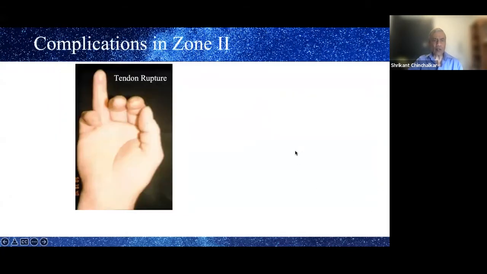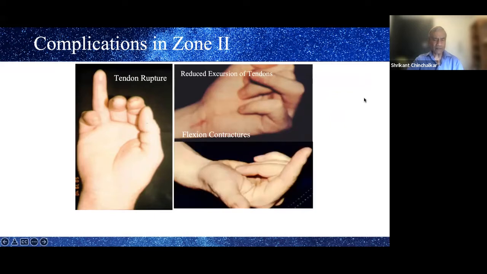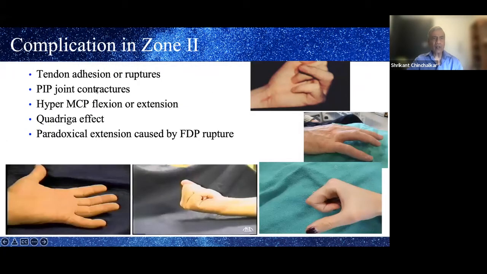Now let's look at zone 2 injury. Tendon ruptures are now becoming less common because of our understanding of tendon biomechanics. However, there are still some patients who, if they are non-compliant, have had the tendon rupture. But the most common are patients having flexion contractures or reduced excursion of flexor digitorum profundus or flexor digitorum superficialis, or lumbrical plus. We'll look at all these zone 2 complications in detail. So tendon adhesions are more common, ruptures are less common.